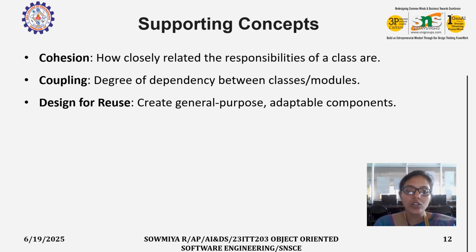Then supporting concepts. In addition to the core design concepts, there are supporting ideas that improve software design. First one is cohesion, keeping the class responsibilities focused. Then coupling, minimizing the dependencies between the classes. Then design for reuse, creating components that can be reused across different systems or projects. These principles help to ensure that the software is not only functional but also efficient and adaptable.